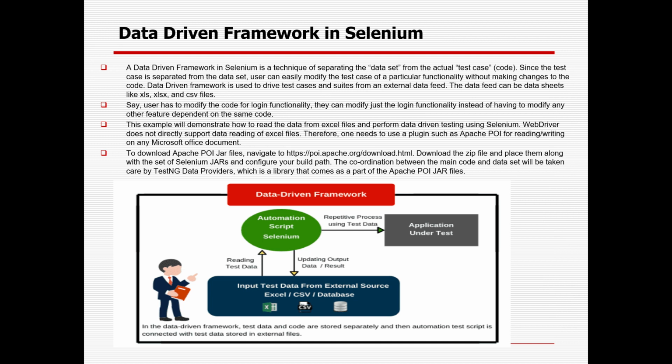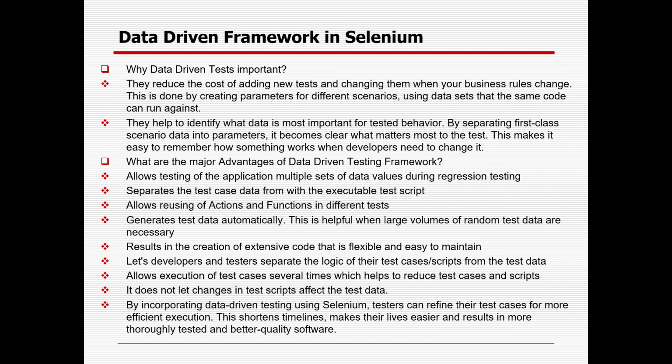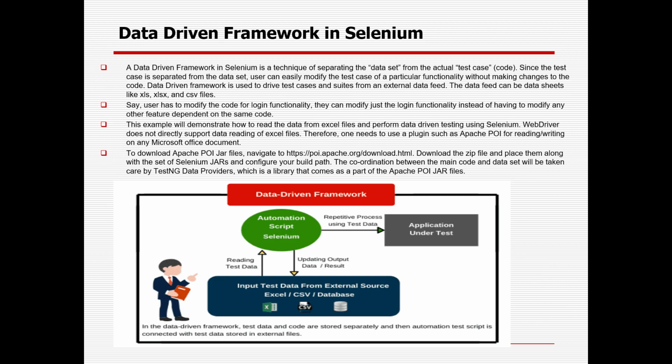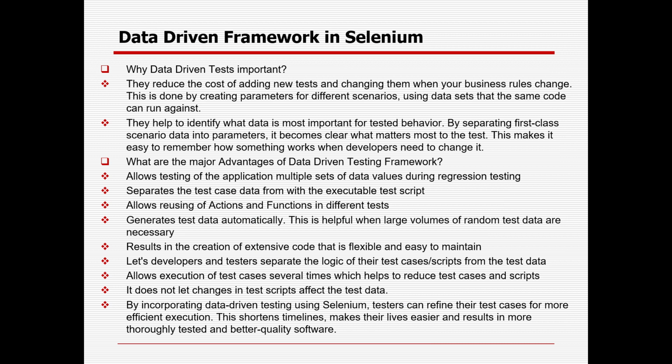You can go with the modular framework, and you can go with the data-driven framework, where data and code will be separate. For that, you need to take help from Apache POI. Your data sheet can be an external source like an Excel sheet, CSV file, or database, and you'll be writing your script. Through the script and the external source, you'll be interacting with the application under test, or AUT. So in the data-driven framework, test data and code are stored separately, and then the automation test script is connected with test data stored in the external file.